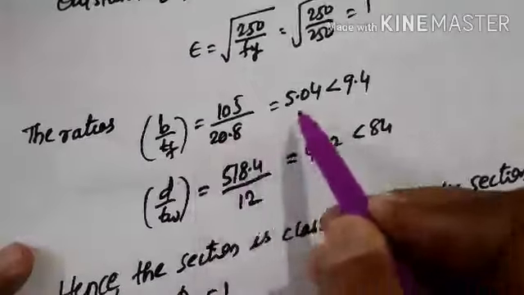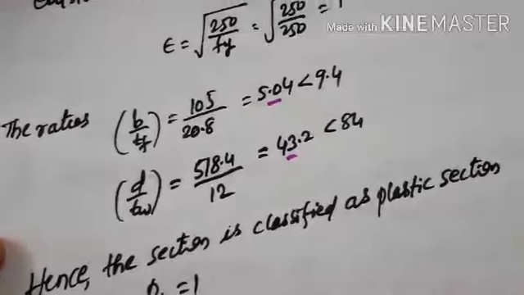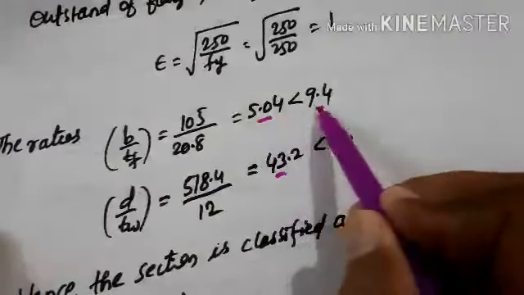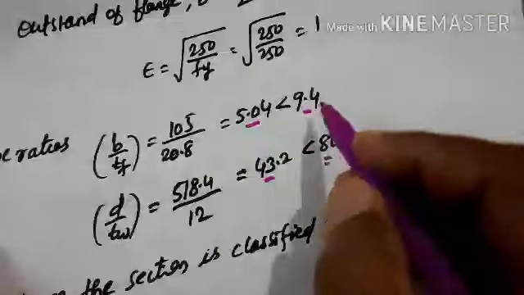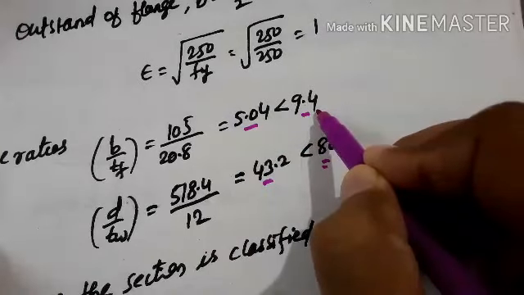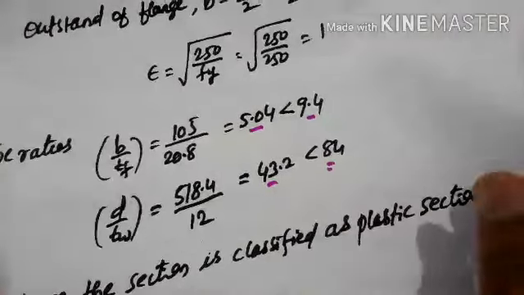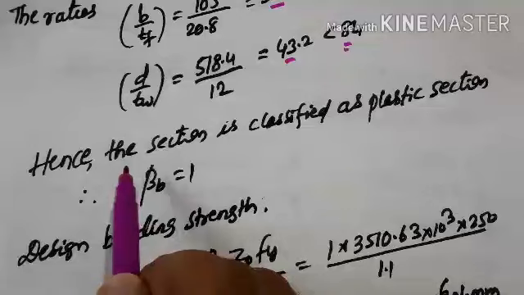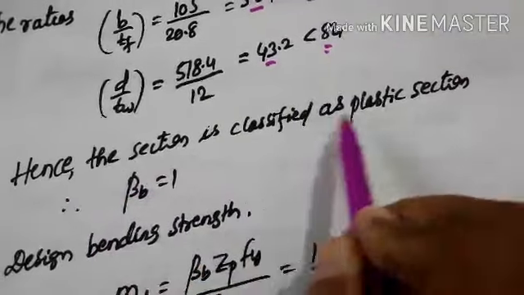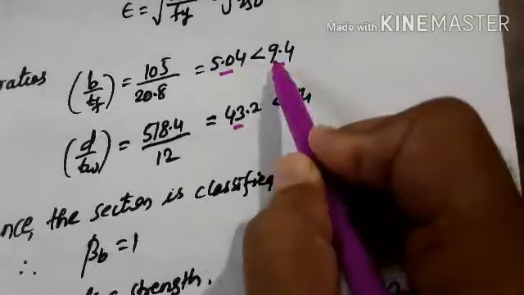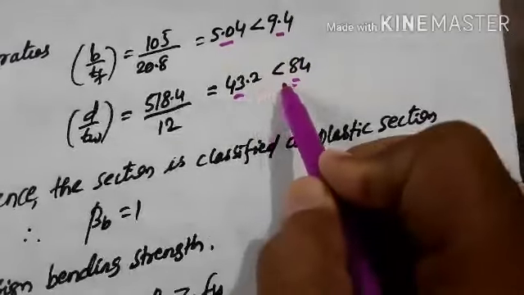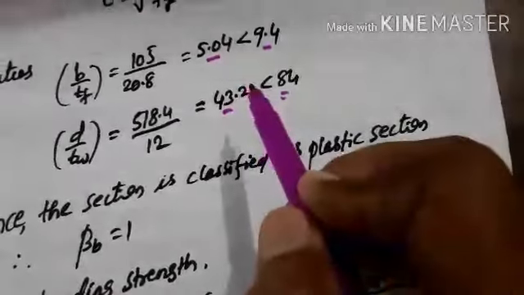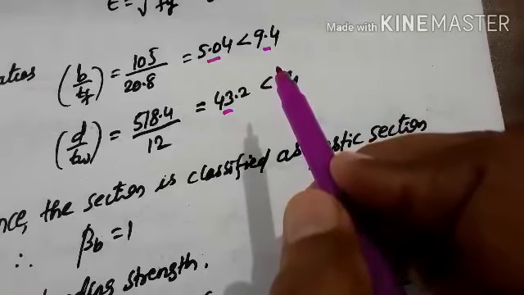So calculate the ratios. We have got this ratio, but the permissible limit is this much for the plastic section, and this is for the flange element and this is for the web element. Both represent the plastic section. Hence we can write according to table number 2 of IS 800 2007: the section is classified as a plastic section because this is less than 9.4 epsilon and this is less than 84 epsilon. What it represents according to the code, as I explained previously, is in table number 2 on page 18.